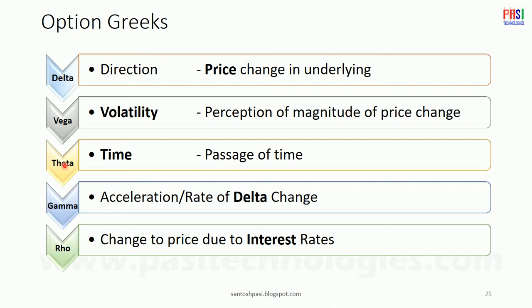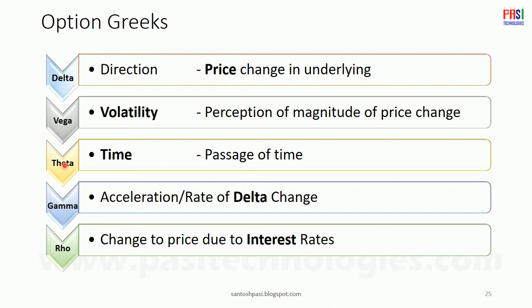And finally we have rho. Rho is the impact of interest rates on your option pricing. So if your central bank changes the interest rates, it is going to impact your options pricing. How much it's going to impact is calculated by rho. Normally we say don't be so sensitive about rho, because in India we normally trade options for maybe 1 month to 2 months, so don't be so cautious about rho.